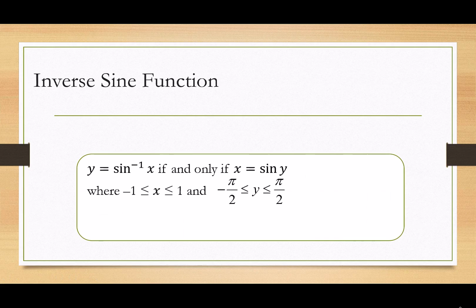When we look at the inverse sine function, y is equal to the sine inverse of x if and only if x is equal to sine y. x will be between -1 and 1, and y will be between -pi/2 and pi/2. This says we can only take the inverse of a ratio between -1 and 1, and all of our answers will come out between -pi/2 and pi/2.